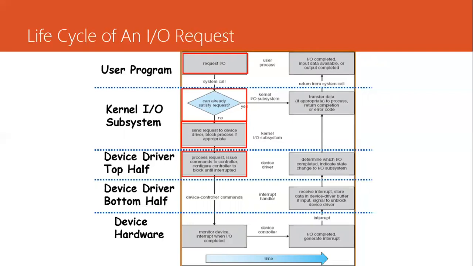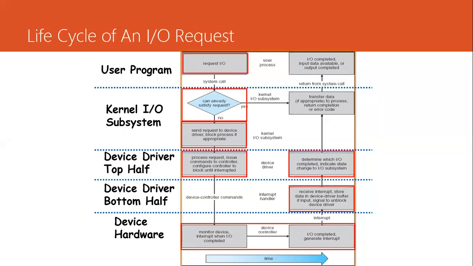when the device is done, the data is stored in the device driver buffer, and the bottom half checks the interrupt and signals the top half about the completion of IO. And at that point, the top half takes up the process and determines which IO is completed and transfers data back to the user and returns from the system call. So this is the kind of interaction between the top half and the bottom half of the device drivers.